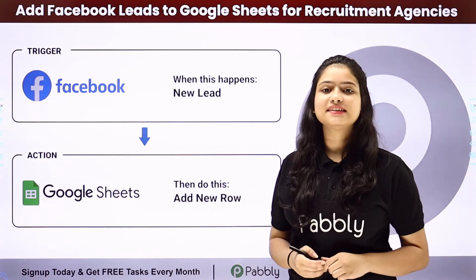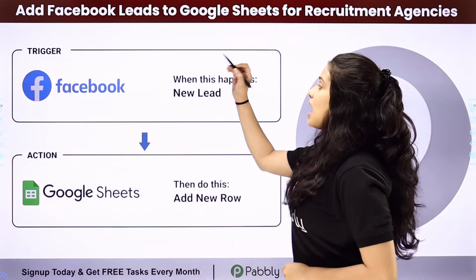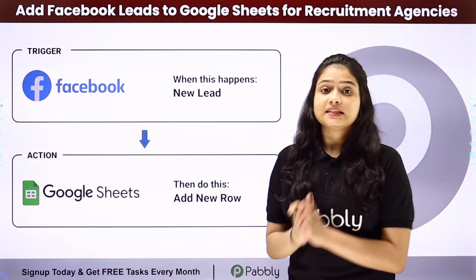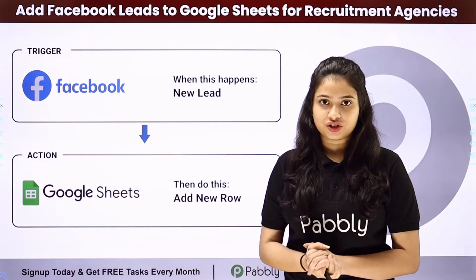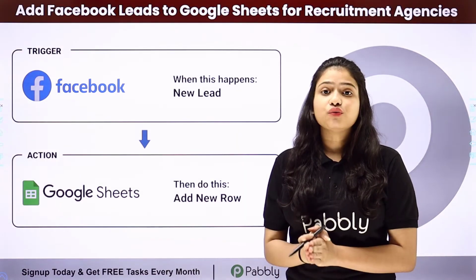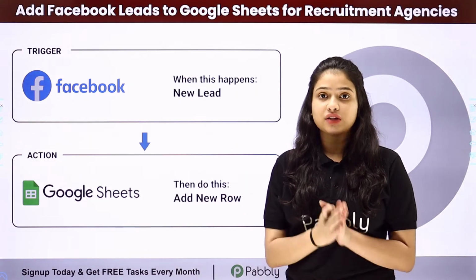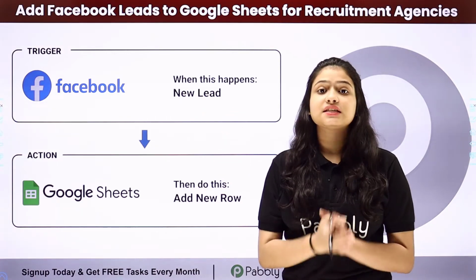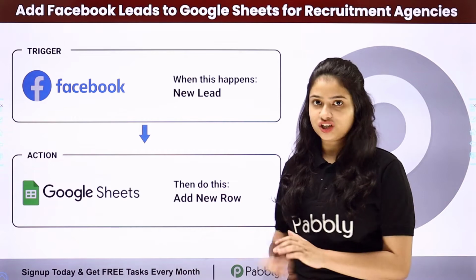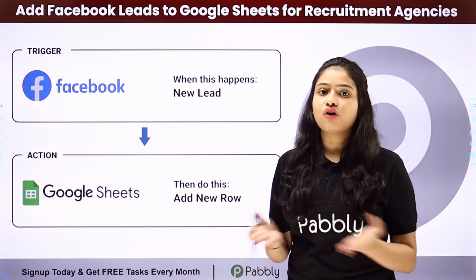Hello everyone, in this video we are going to learn how to add Facebook leads to Google Sheets for recruitment agencies. Suppose you have a recruitment agency for which you are running an ad campaign on your Facebook page, and now you want that whenever a new lead is generated through that ad from Facebook lead ads, the same lead should automatically be added as a new row in your Google Sheets so that you can create a good record of all your leads.